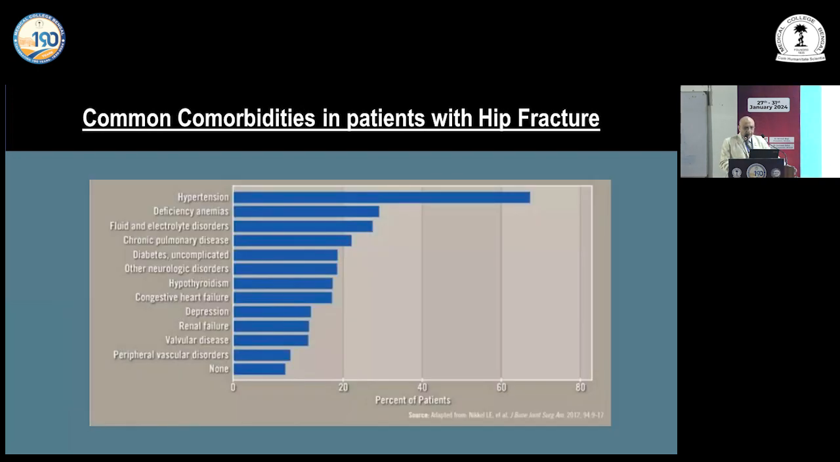These are the common comorbidities. It's a busy slide, but I'm keeping it. The commonest comorbidity associated with hip fracture in elderly people is hypertension, and diabetes is also very common in our day-to-day practice.